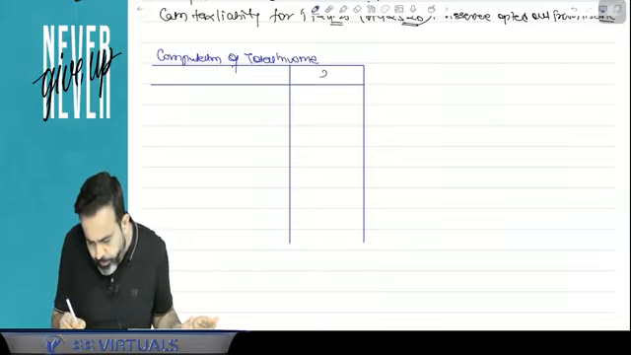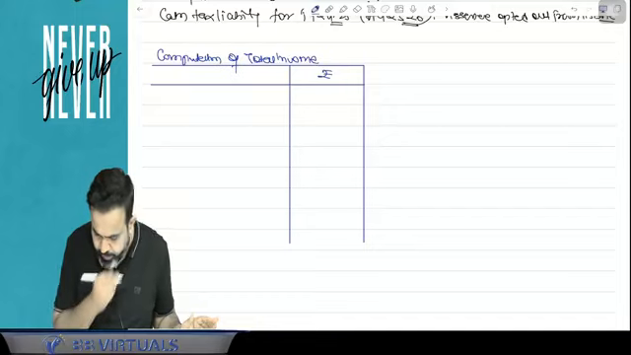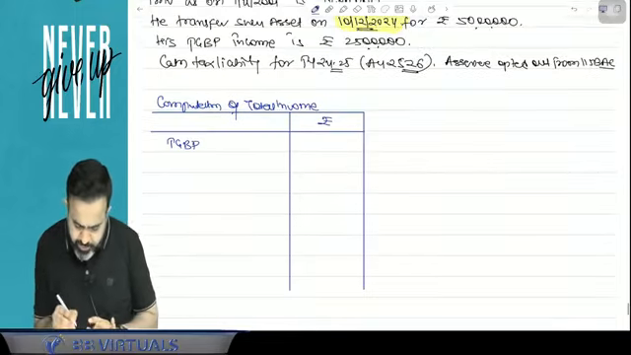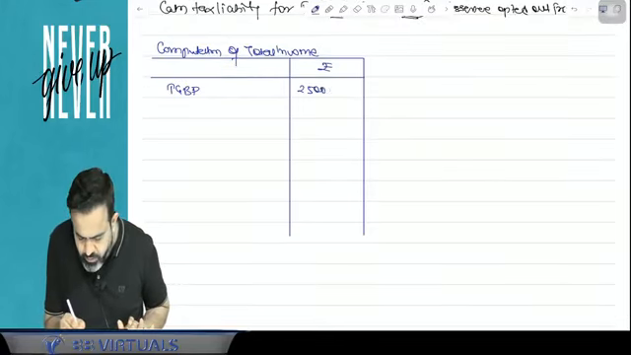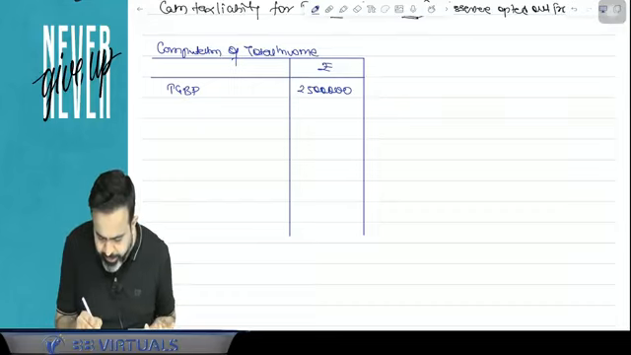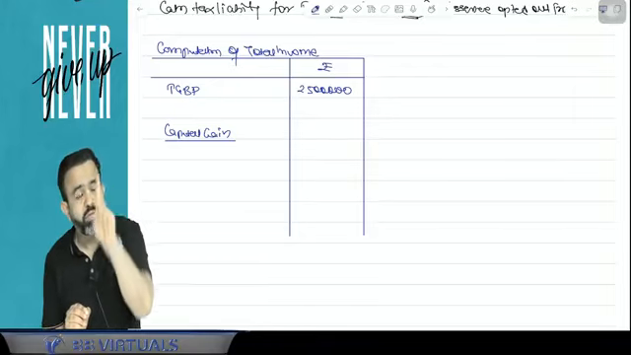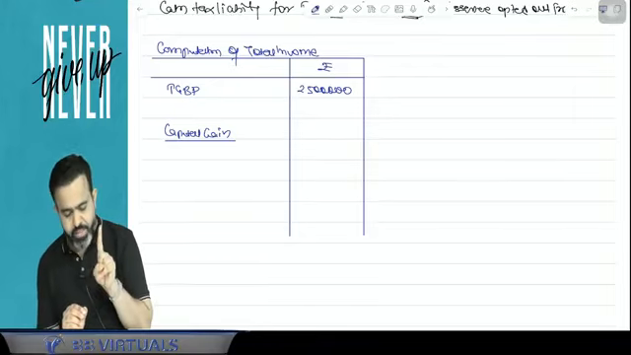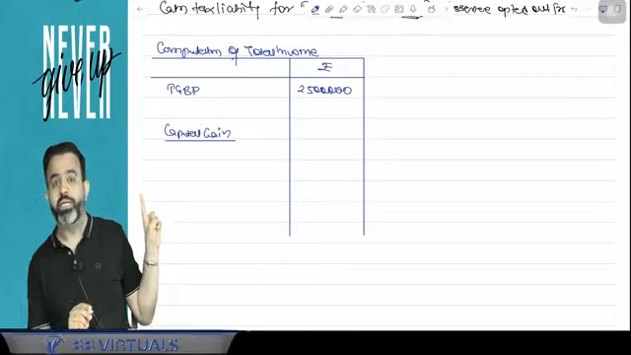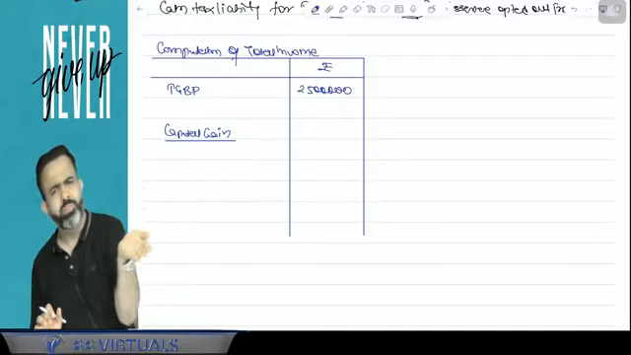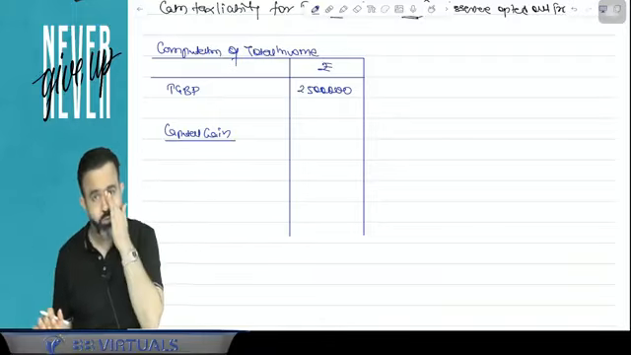For the computation of total income, first is your PGBP income given in this question. That PGBP income is 25 lakh. Now you will calculate your capital gain. Remember guys, for capital gain calculation, indexation is not there, even though it is an immovable property. Even if that immovable property is transferred on or after 23rd of July, indexation is not available. Obviously, if it was transferred before, then indexation was there.